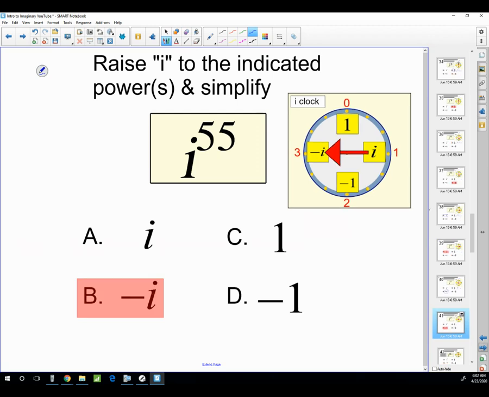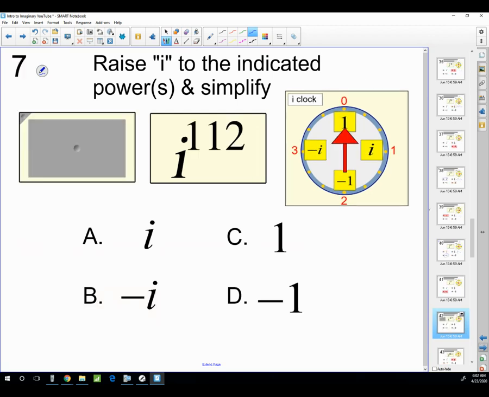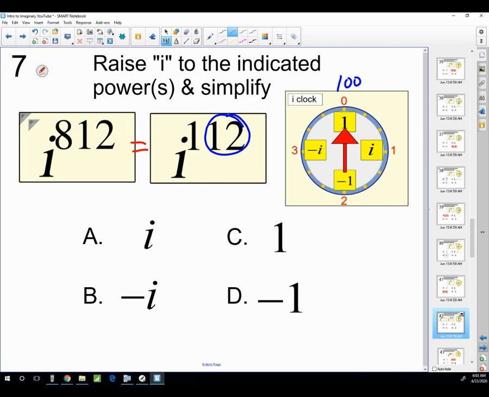All right. Man, I'm having a lot of fun. And then, let's say we got a big number, like 112. Well, because 100 is a multiple of 4, you only have to look at the last 2 digits. So it doesn't matter what that is. We're saying i to the 812 equals i to the 112, which is equal to just i to the 12. So we really only need to do i to the last 2 digits. Well, 12 is a multiple of 4, and so the answer is 1.